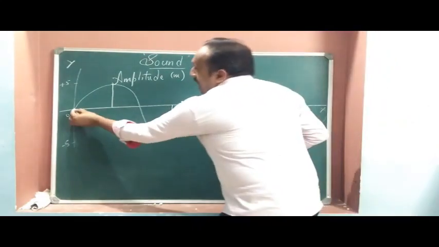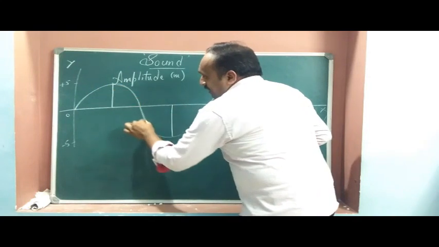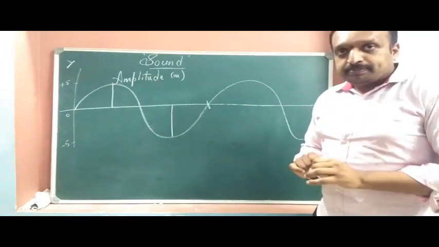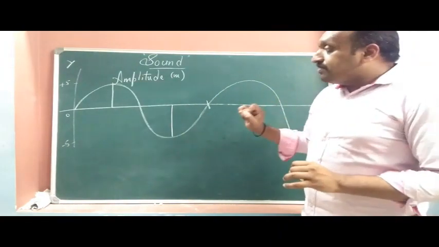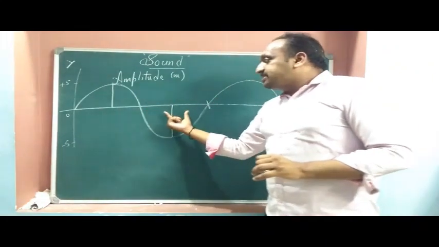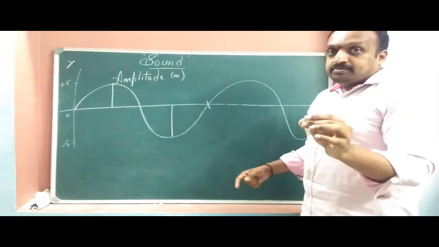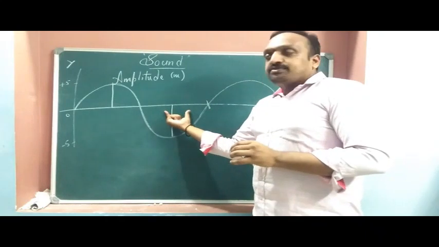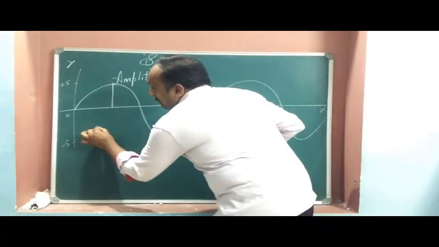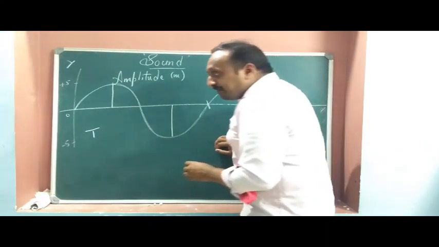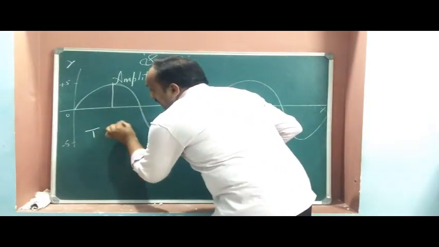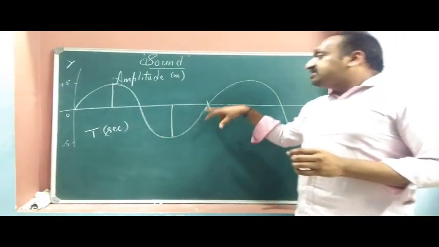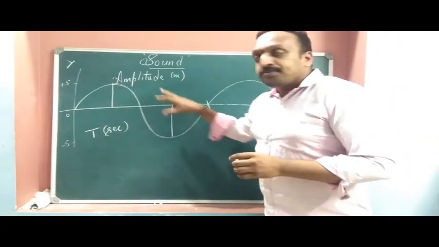Next, one crest and one trough is called one wave. So what is one wave? One wave includes a crest and a trough. The time taken by the wave to have one crest and one trough is called the time period, represented by T, and the unit is second. So what is the time period? The time taken by the wave to complete one cycle or one wave.